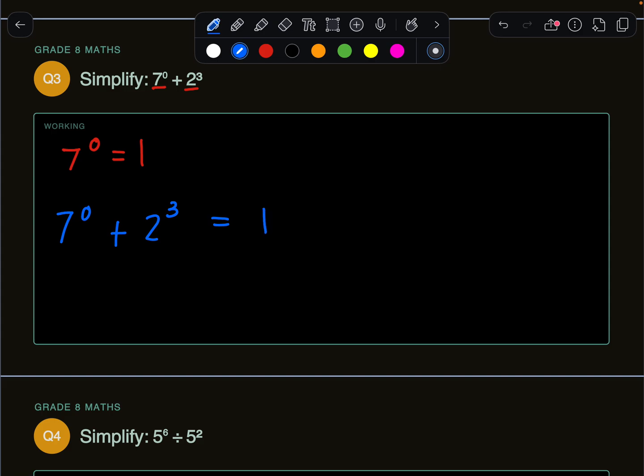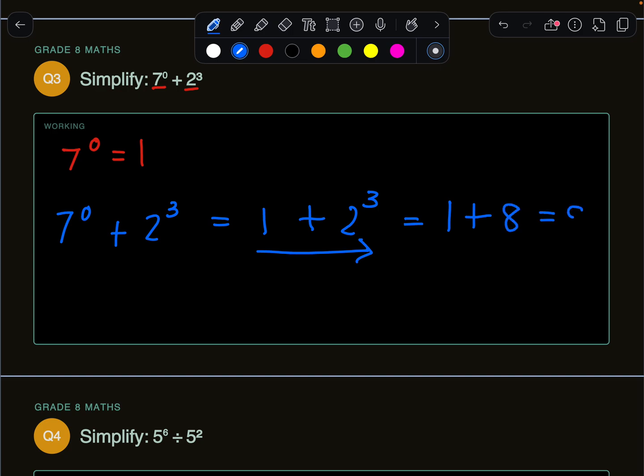1 times 2 to the power of 3. We could leave it just as that, because we are working with exponents. Or if they asked you to work it out, you could say 1 times 2 to the power of 3, and 2 to the power of 3 is 2 times 2 times 2, which is 8.